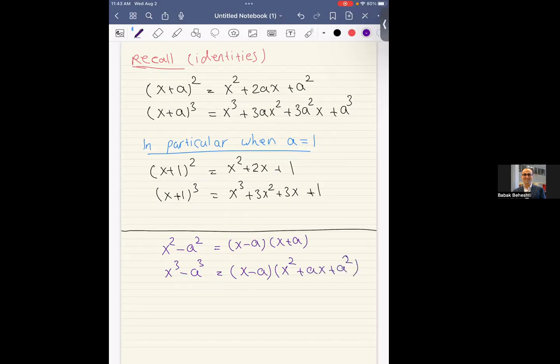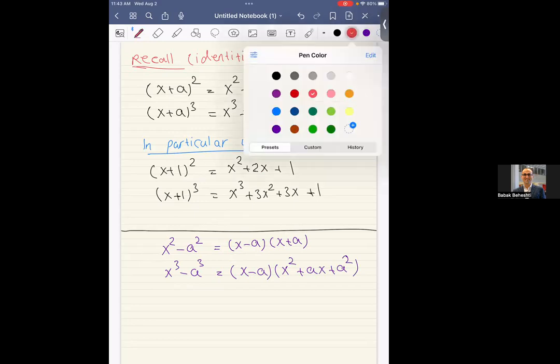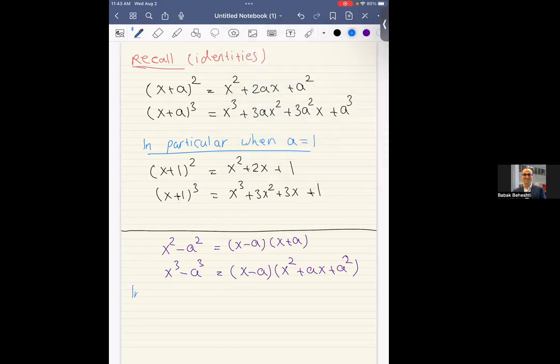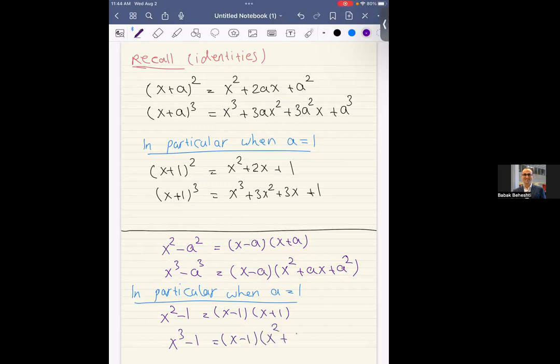Again, in particular, when a is equal to 1, you get x squared minus 1 is just (x minus 1) times (x plus 1). And x cubed minus 1 is just (x minus 1) times (x squared plus x plus 1).